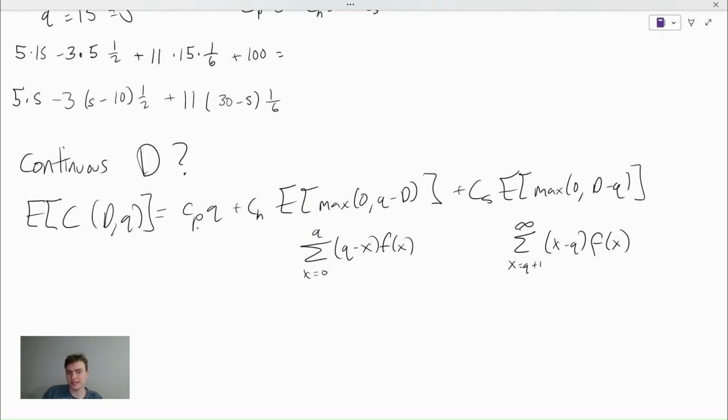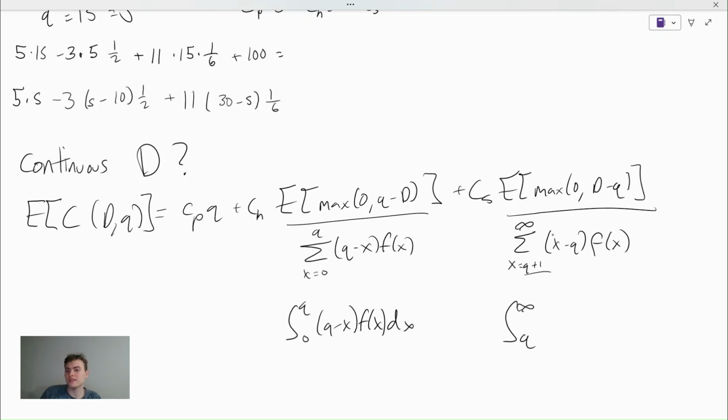And now in the continuous case, everything stays the same, except instead of a summation, we have an integral. So we have the integral from 0 to Q of Q minus x, f of x dx for this term. And then for this term, we have the integral from Q to infinity. I started at Q plus 1, but really it starts at Q, because if you plug in Q, you get 0. In the continuous case, we still have that range between Q and Q plus 1 that's possible. So we're integrating from Q to infinity of x minus Q, f of x dx.